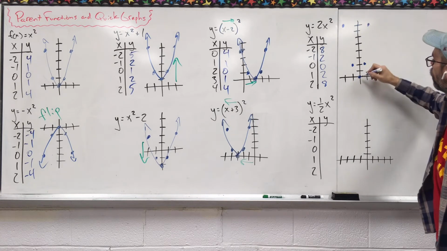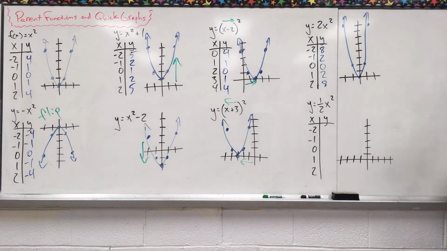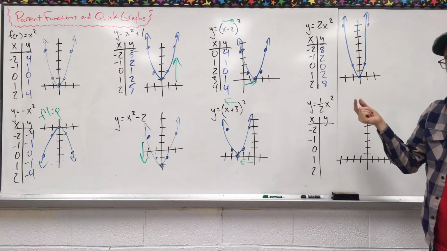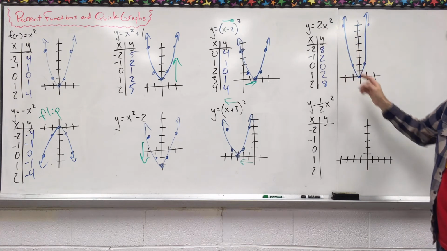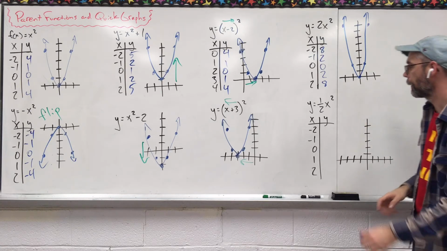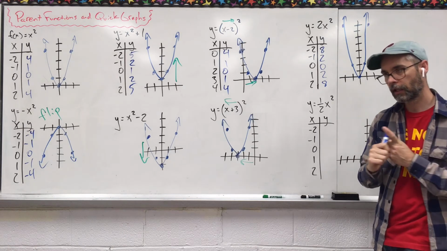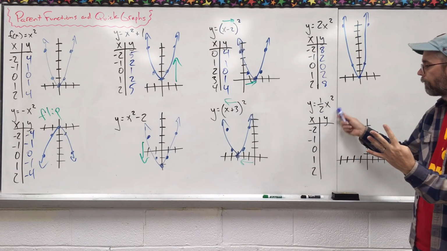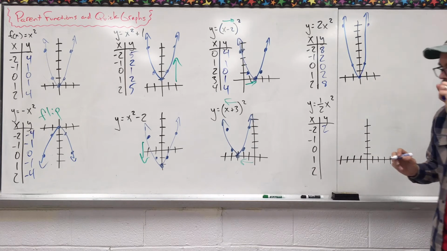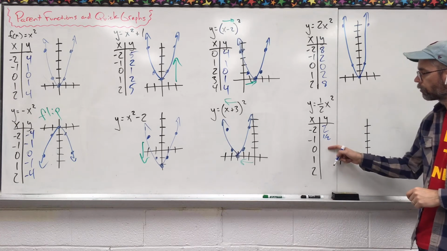All of a sudden, our graph kind of got skinny. All right, so if you have a number that's bigger than 1, your graph gets skinnier. So if I said 5x squared, I'm going to have a graph that's even going to be skinnier on the inside of that. Now let's see what happens when you have a fraction. So -2, again, exponents then multiplication. -2 times -2 gives you +4. What is half of 4? 2. -1 times -1 is 1.